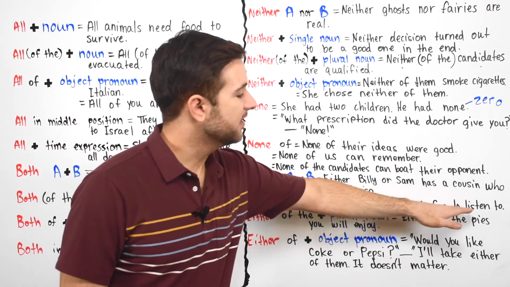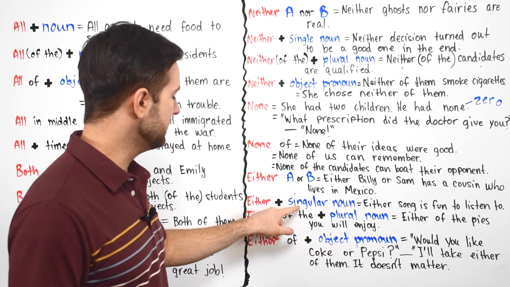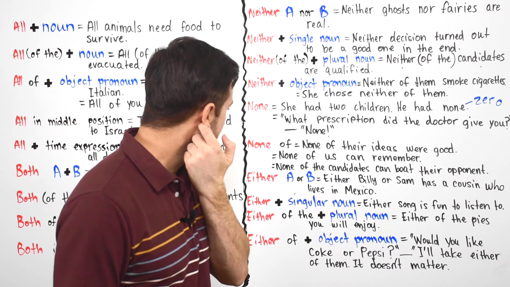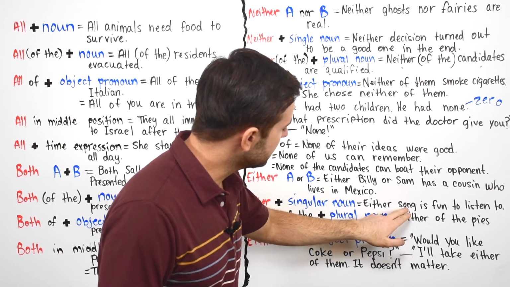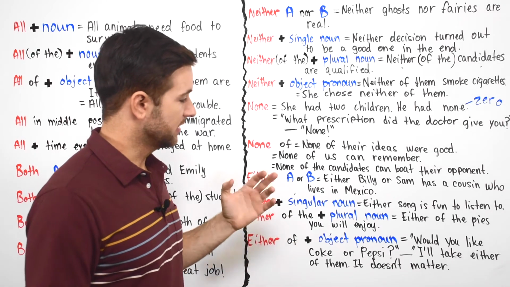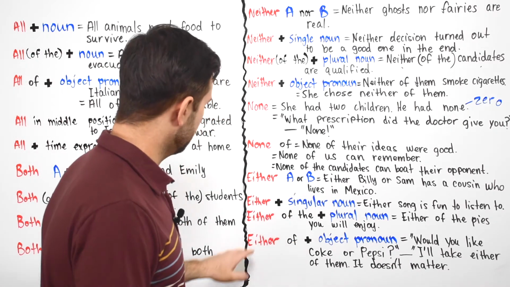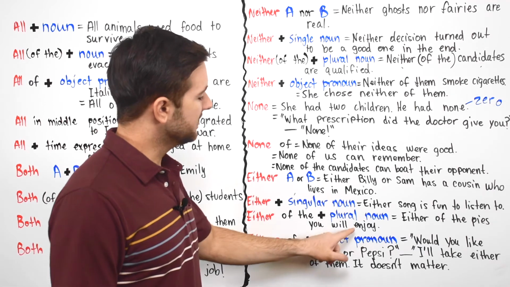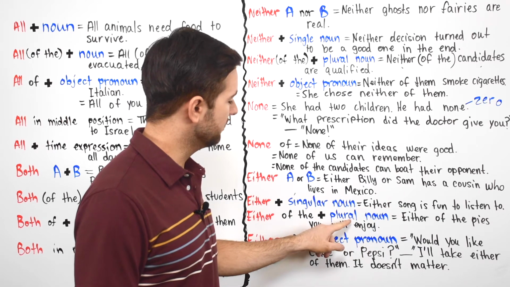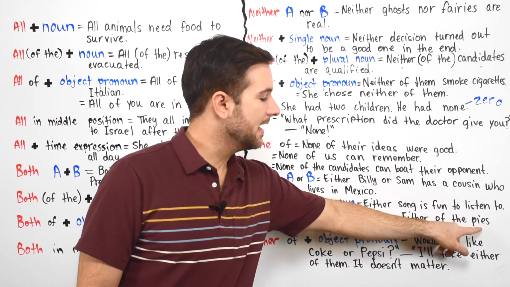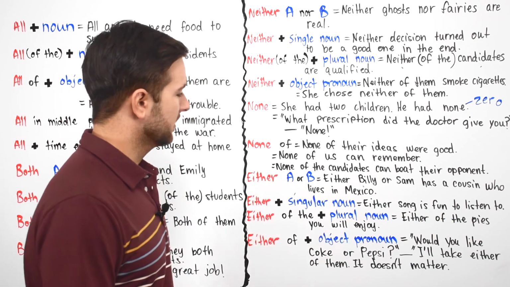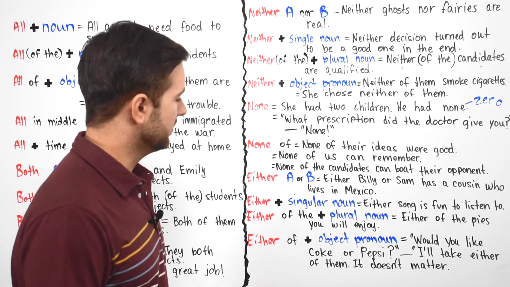Either plus a singular noun. Either song is fun to listen to. In this case, even though the word here is singular, there's only one song, we're actually talking about multiple songs, like 2 songs. Next, either of the plus a plural noun. So here we have a singular noun, song, but here we have a plural noun. Either of the pies, kind of like a cake, you will enjoy.